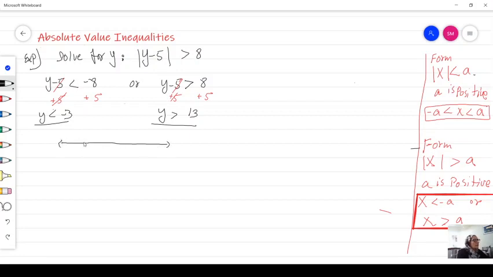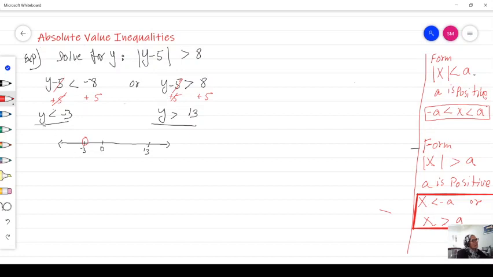I have negative 3. This is 0. And then I have all the way 13. Okay, now I'm going to go and graph this first. Y less than negative 3. And you know this is an open circle because of this less than. You don't have that line underneath. The line underneath means closed circles. So this is an open circle on negative 3. So I'm going to make an open circle at negative 3.